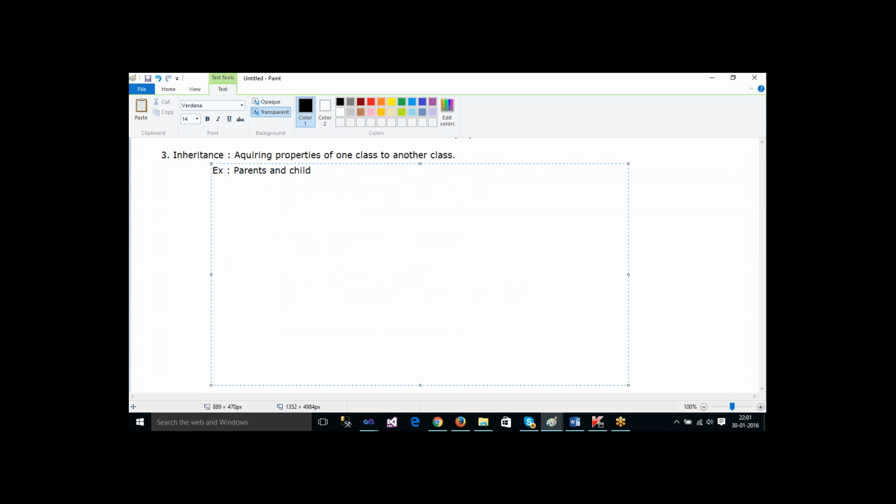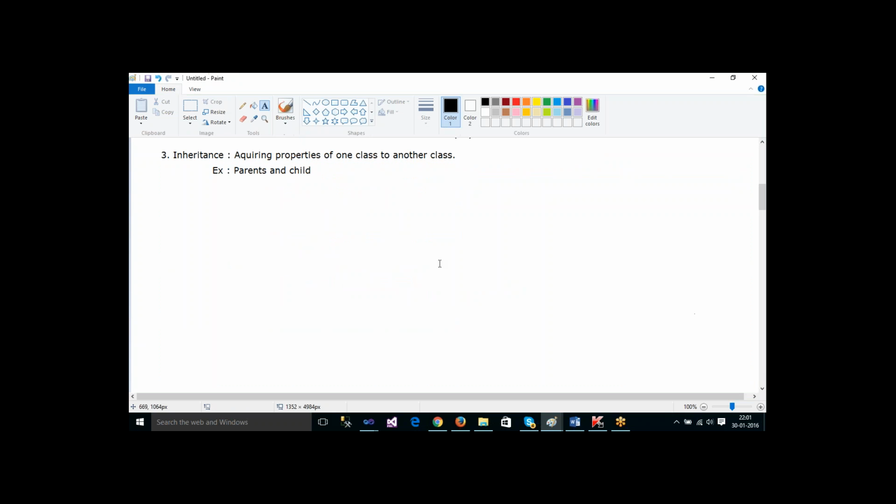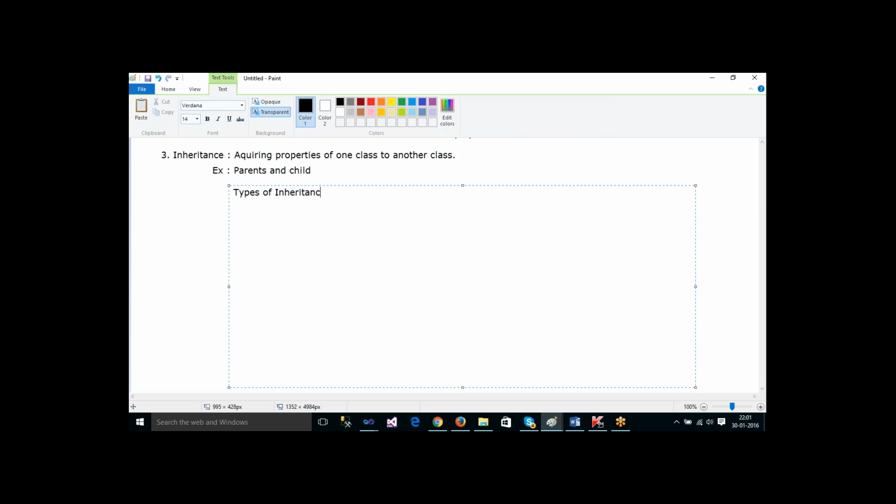That may be the father or mother or both, that depends. That is called inheritance. Inherited people, inherited family. In the same way, they are going to inherit the character, nature, and behavior. Now, types of inheritance. There are two types of inheritance.